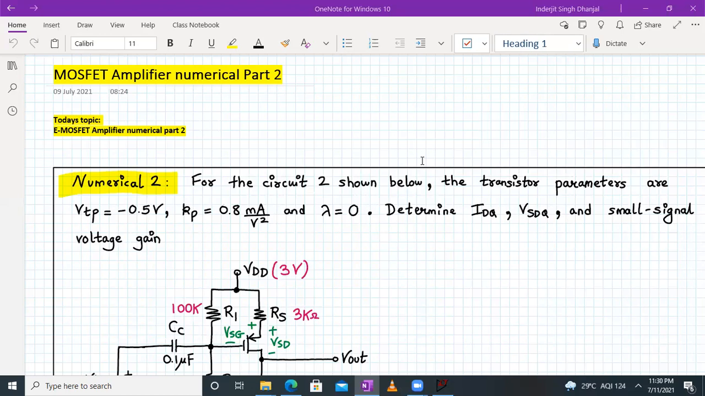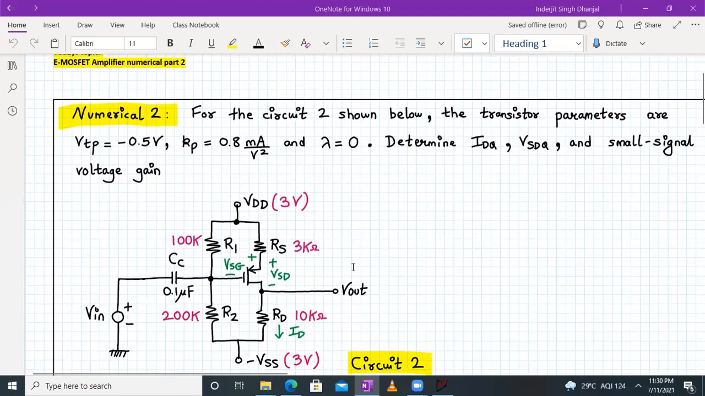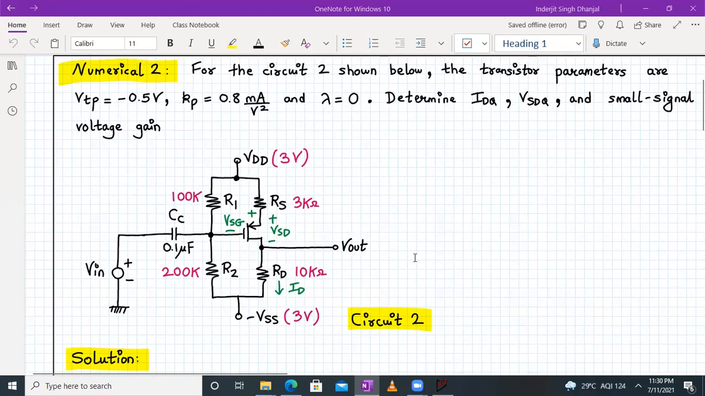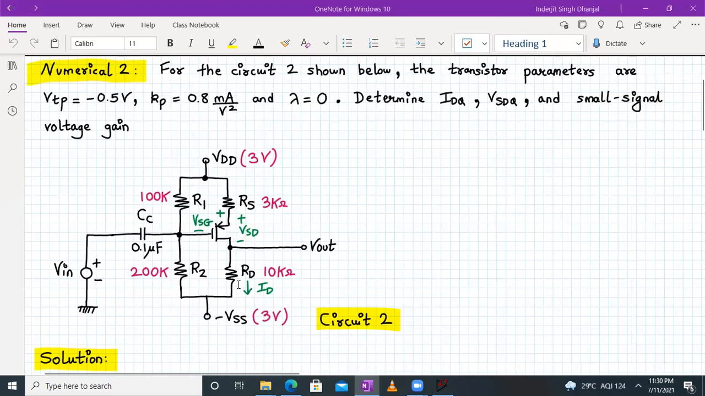In today's session, we are going to discuss the MOSFET amplifier numerical, especially using the PMOS transistor. So let us begin. For the circuit 2 shown over here, the transistor parameters are given as VTP equal to minus 0.5 volt, KP equal to 0.8 milliampere per volt square, and lambda equal to 0. We have to calculate IDQ, VSDQ, and small signal voltage gain.